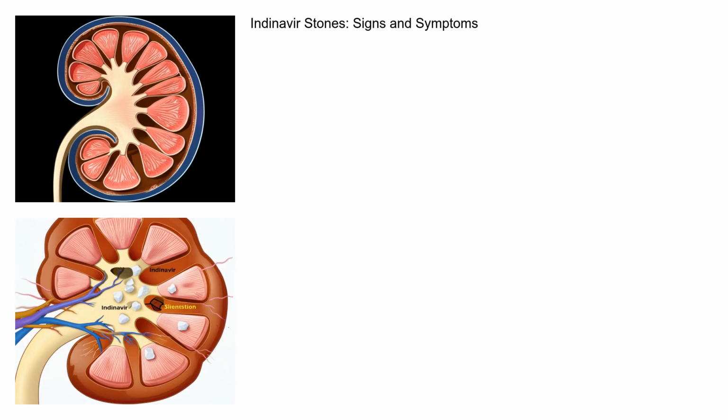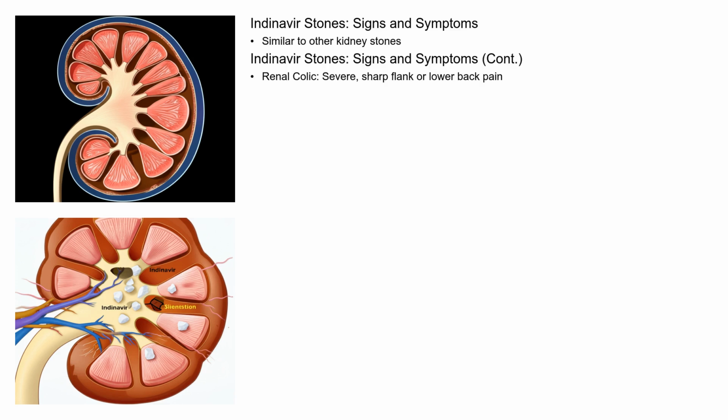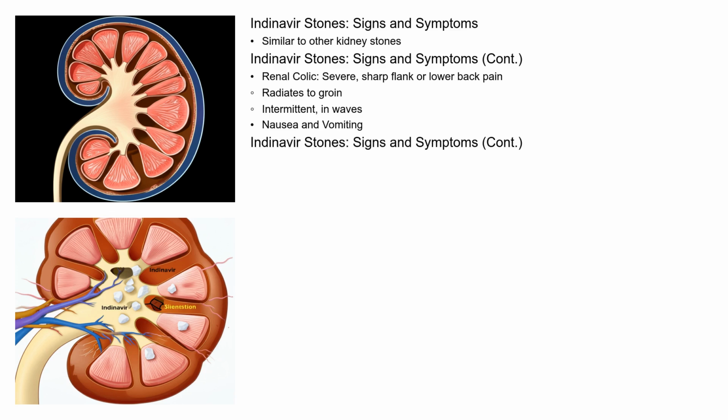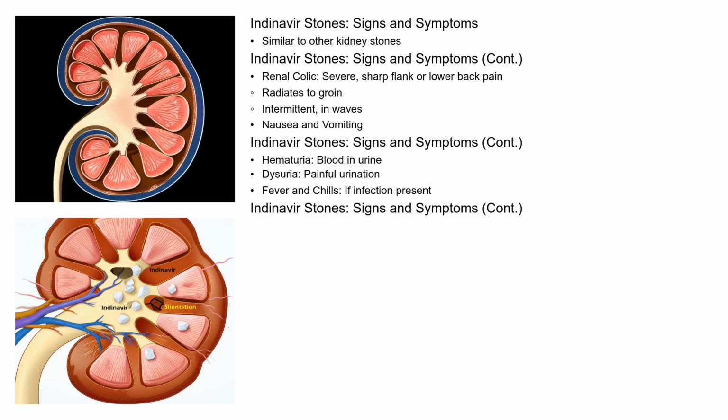The signs and symptoms of Indinavir stones are similar to those of other kidney stones. The most common symptom is renal colic, characterized by severe, sharp pain in the flank or lower back. This pain often radiates to the groin and is usually intermittent, occurring in waves. Other symptoms may include nausea, vomiting, hematuria or blood in the urine, and dysuria or painful urination. If the stone obstructs the urinary tract and causes infection, fever and chills may also be present. It's important to note that some individuals may have silent stones, meaning they experience no symptoms until a complication arises.